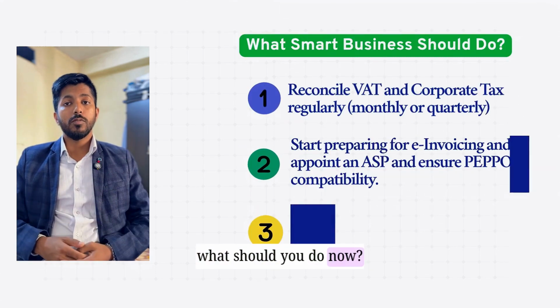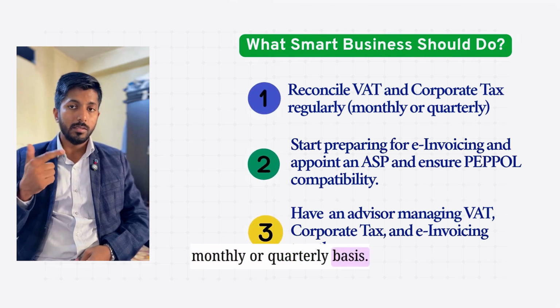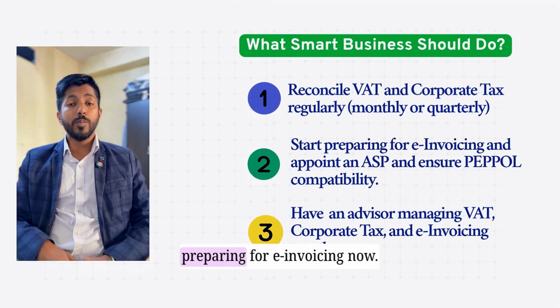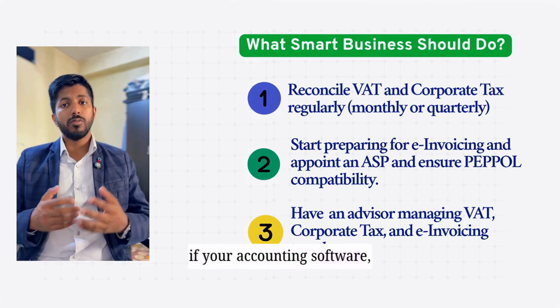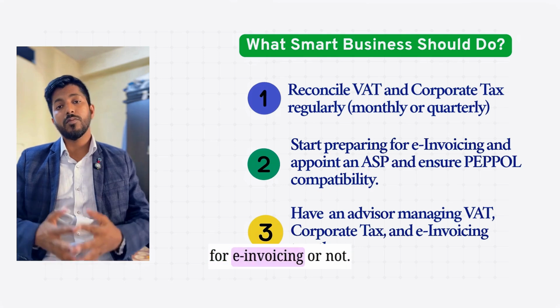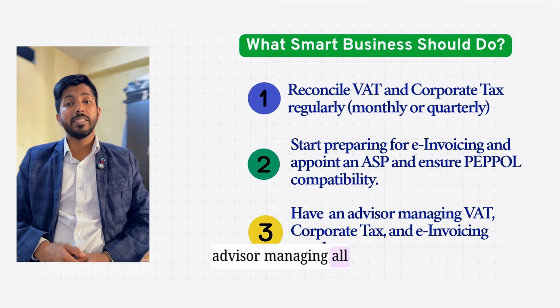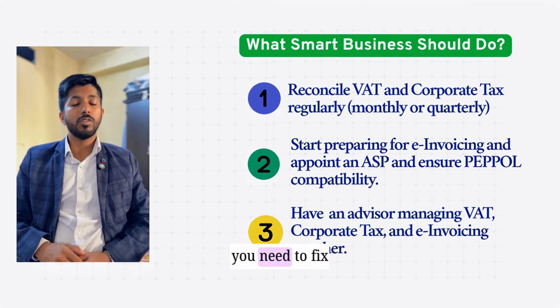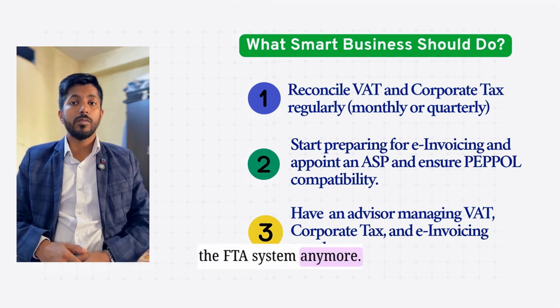So what should you do now? First, reconcile your VAT and corporate tax on a monthly or quarterly basis. Second, start preparing for e-invoicing now. Appoint your ASP. Check whether your accounting software is ready for e-invoicing or not. Third, if you don't have one advisor managing all three areas together, you need to fix that today. There is no blind spot left in the FTA system anymore.